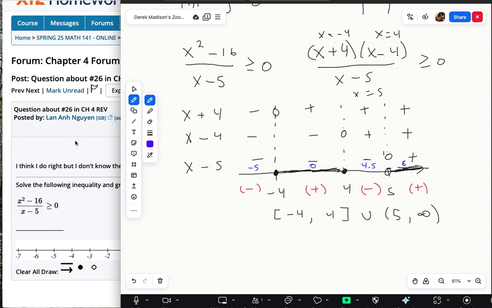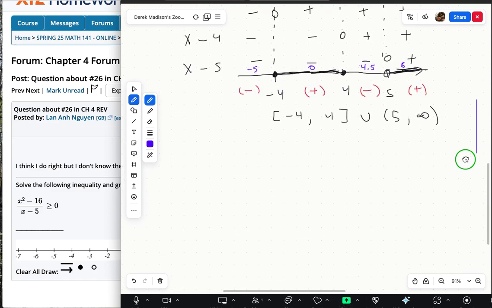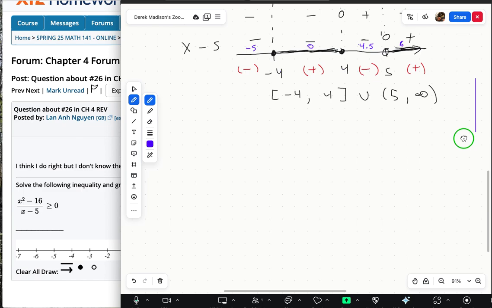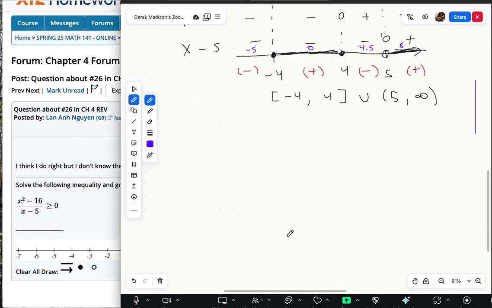So actually let me scoot this down and then recopy that: x squared minus 16 over x minus 5. Just giving myself a little more room. So if I put negative 5 in here, actually I'm going to go ahead and make a little table just to keep track. So if I throw a negative 5 in there, I would have 20.